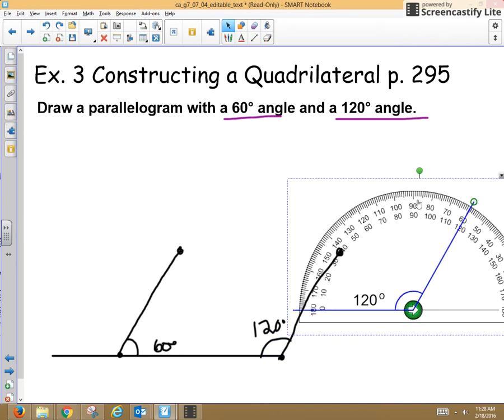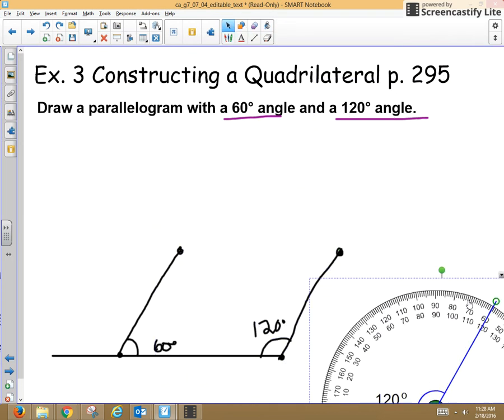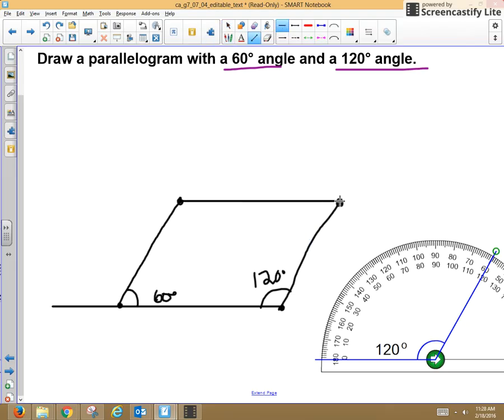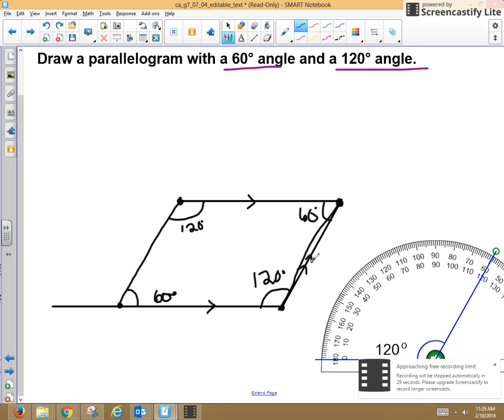Now, if I move my protractor out of the way and I connect the fourth side, I straighten out my line a little bit, you will see that I have a parallelogram formed. Now, opposite angles are congruent. So this angle here would be 120 degrees. You can check by measuring. And this opposite angle here would be 60 degrees. You can also show the arrows to show that these two sides are parallel and these two sides are parallel.